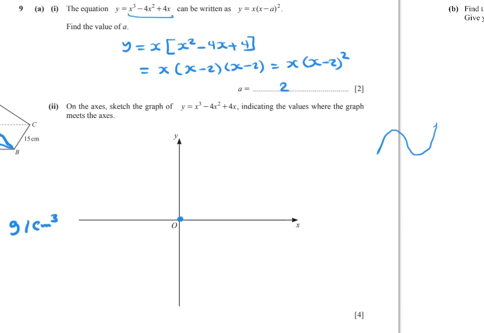Now to find the intersection with the x-axis, put y equals 0. This means this bracket equals 0. We have two solutions: x equals 0 or x equals 2. So y equals 0 if this bracket equals 0 or x equals 0. So 0 and 2. Now this curve intersects the x-axis at 2 points only. This is the graph.